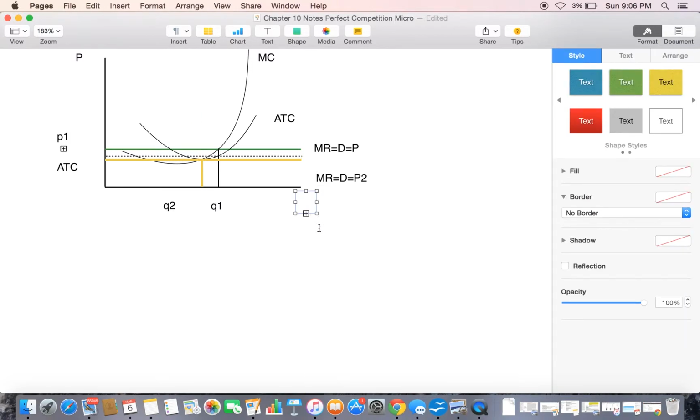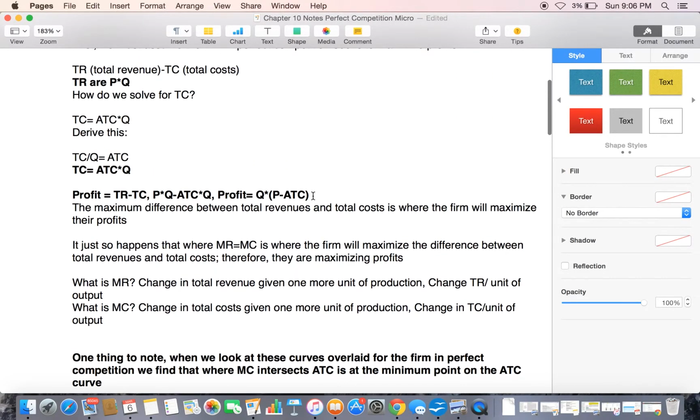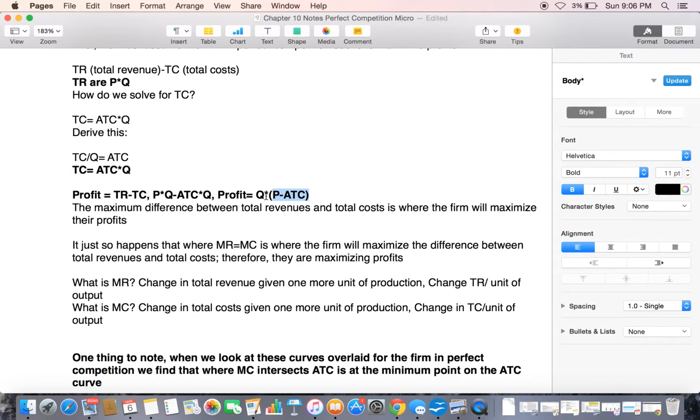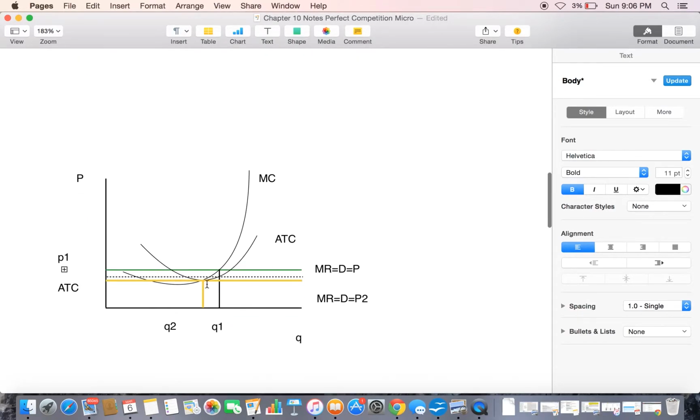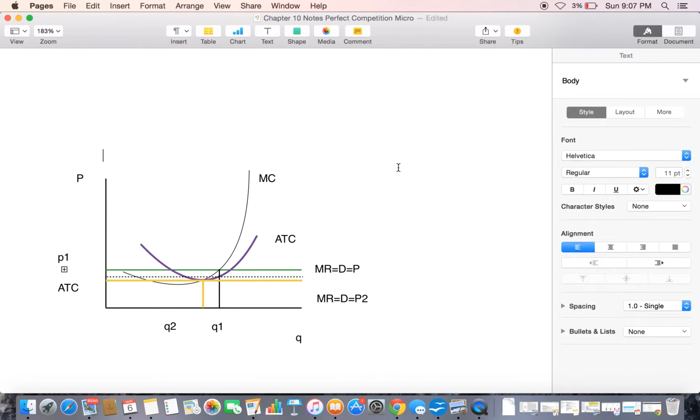This is the quantity. So our equation that we use to calculate profit is price minus average total cost times quantity. Therefore, if the price is equal to the average total cost at the quantity where marginal revenue equals marginal cost, there would not be any economic profits. So here, where marginal revenue intersects marginal cost is on the average total cost curve, ATC. And because it's on our average total cost curve, price equals average total cost, and the firm is no longer earning any economic profit.